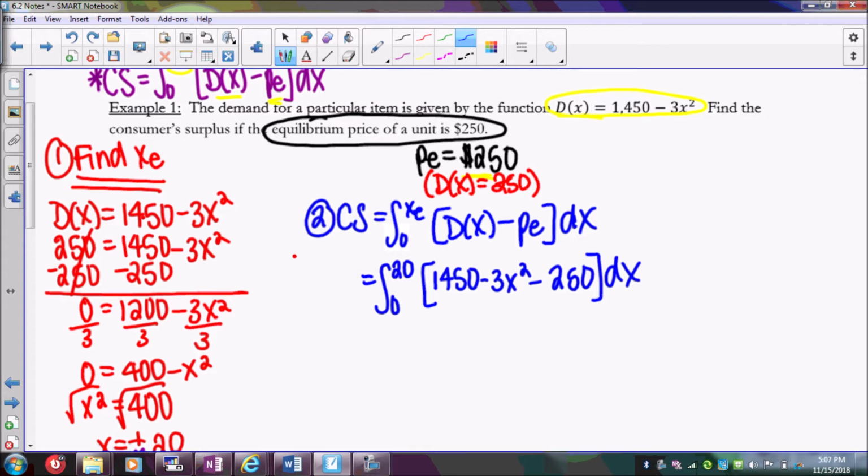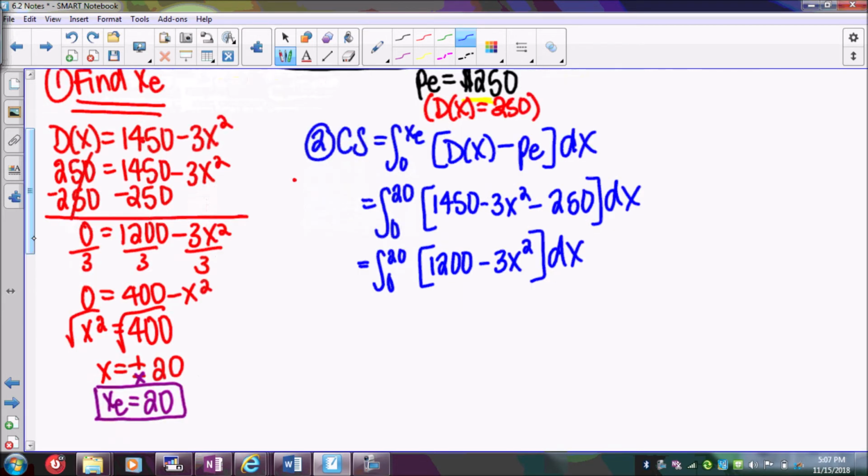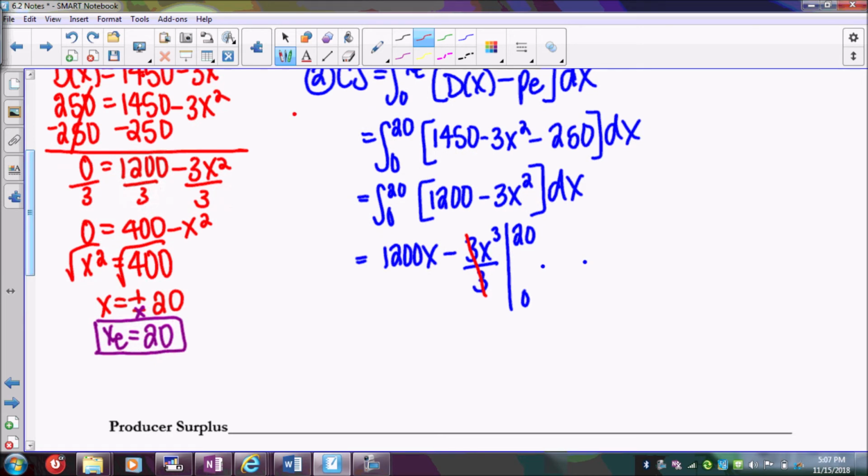And then from here, we just do our integral. This just turns into an integral problem. I'm going to combine like terms before I start integrating. So I get 1200 when I subtract 1450 minus 250, minus 3x squared. Now at this stage, we can start integrating. So I have 1200x minus 3x to the third over 3, and we're going to keep our bounds at the end. Before I plug in, I can simplify this by dividing the 3, since 3 divided by 3 is just 1, which makes it a little easier.